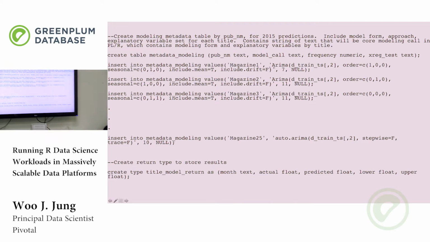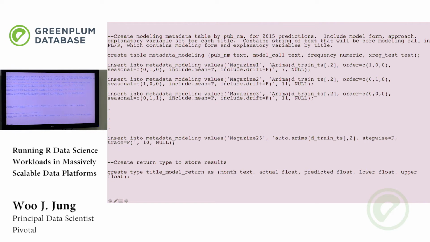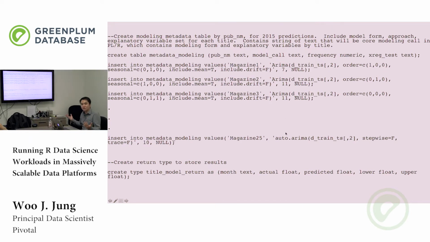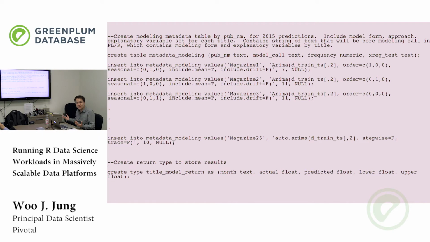So for magazine 1, we'd want a model form that looks like this, which is different from the model form that we're expecting for magazine 2, which is again different from the model form that we'd want to run on the data for magazine 3. We do that for all magazines in our portfolio, let's say 25 magazines, and we essentially have potentially different models that we're running for every single magazine. In this case, we're running AutoArima for magazine 25 and just plain old vanilla ARIMA for magazine 3.